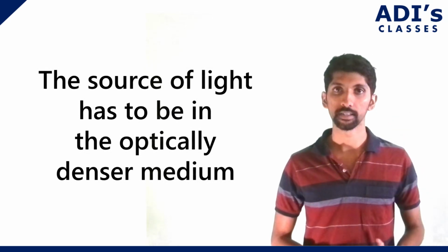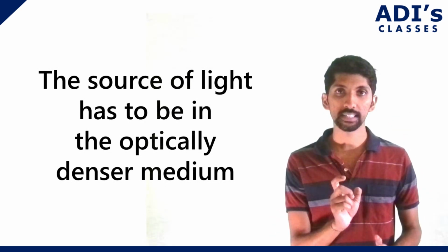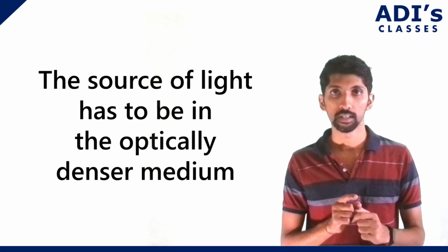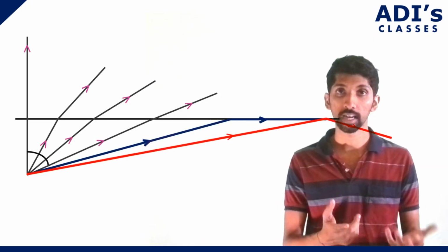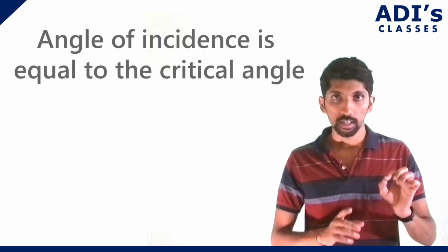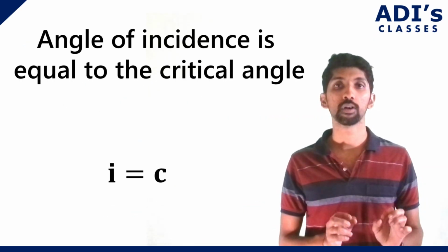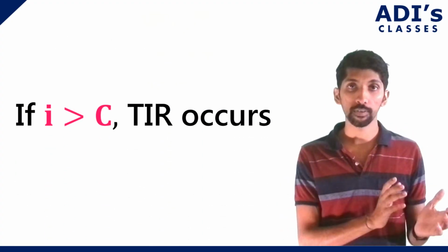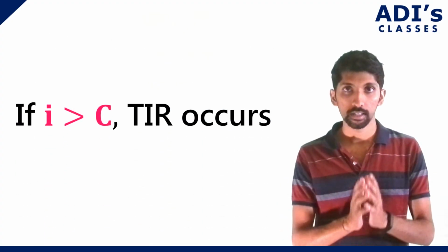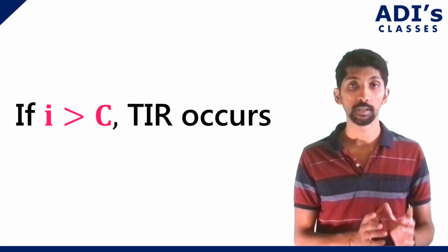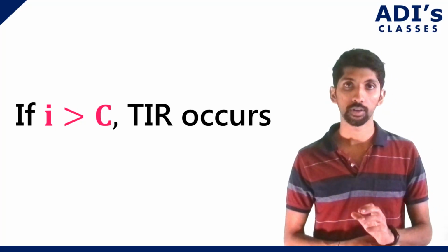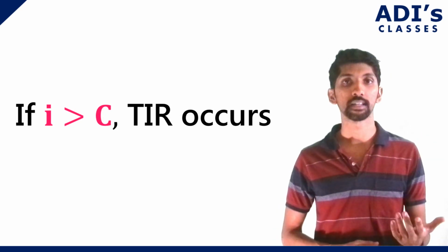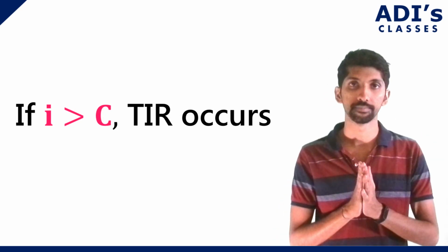Now the second point here is the angle of incidence for which the light ray was grazing through the surface, like this one. So what we are highlighting, this one. Here the angle of incidence is what we call the critical angle. For the angle of incidence to be the critical angle, the angle of refraction will be 90 degree. If the angle of incidence is more than the critical angle, then TIR will happen.